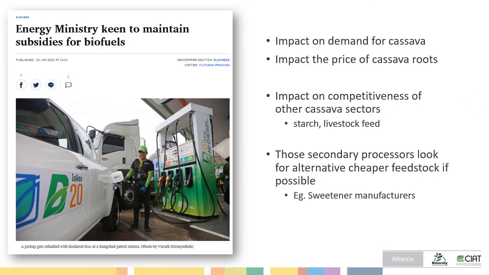However, there are a number of subsidies throughout the value chain to encourage the production of biofuels, which is impacting the demand for cassava and, again, the price of cassava roots. Now, this was seen as a good thing when cassava prices were low, but now I think you will see the starch sector start to wonder whether this support unfairly penalises their industry, and as secondary processors start to look for alternative feedstocks.